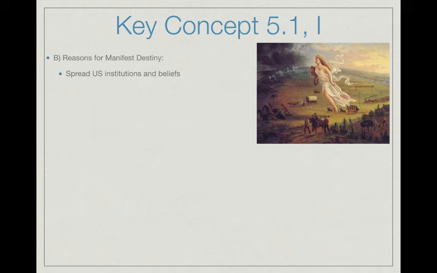So what were some reasons for Manifest Destiny? There was a spread of U.S. institutions and beliefs. A lot of people felt that the U.S. should expand democracy and its government across the borders. There were also economic motives for access to land. A lot of farmers, again, wanted to be able to gain more land out west.